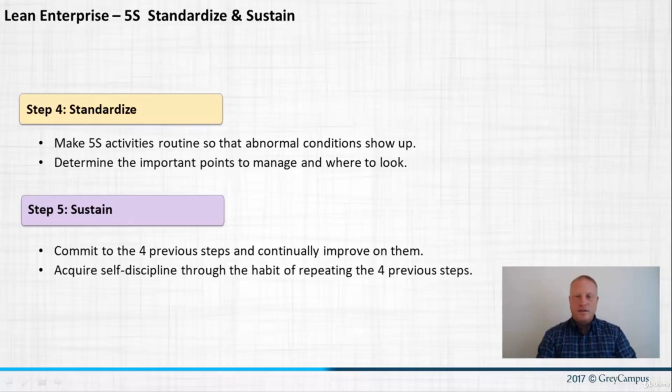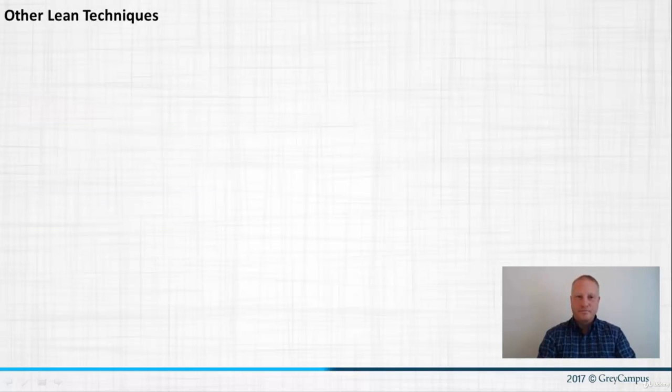This also helps in the hardest of the S's, which is the sustain phase. Having a process, having an audit process, having daily, weekly, monthly work schedules helps to make that a habit. There are 2 other S's that you may hear of. The 6th S is safety, and the 7th S is security, both physical and intellectual property security.